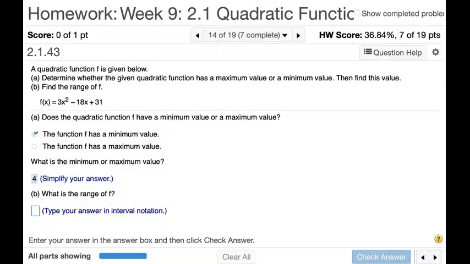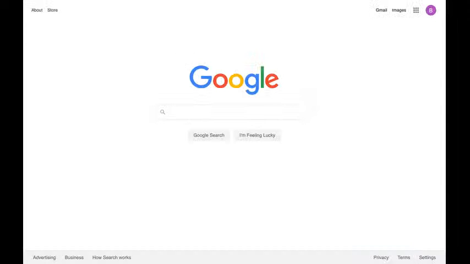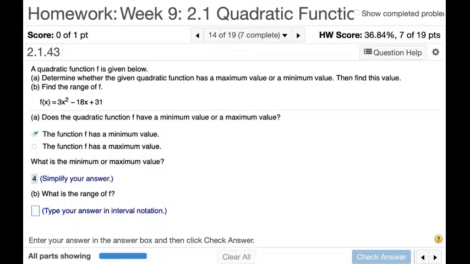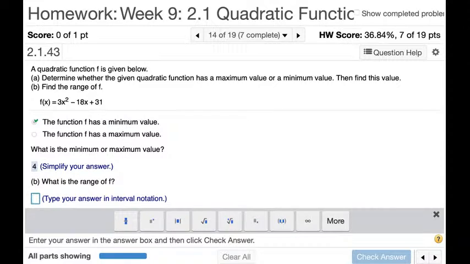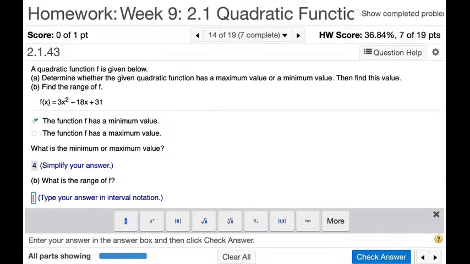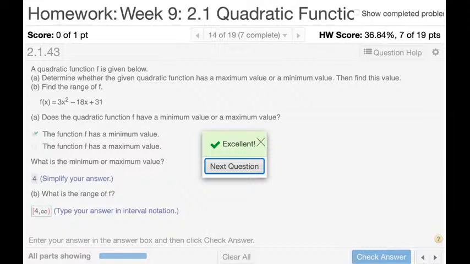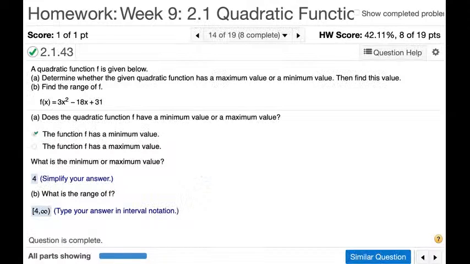Let's check the chat. Oh, got a little overzealous. Okay. Let's go like this, and then check the chat. Number 11? Okay, we'll do number 11 next. All right, what's the range? So we said from 4 to infinity. So we're going to do a square bracket from 4 to infinity, parentheses. Awesome sauce. Okay, let's hop over to question number 11.